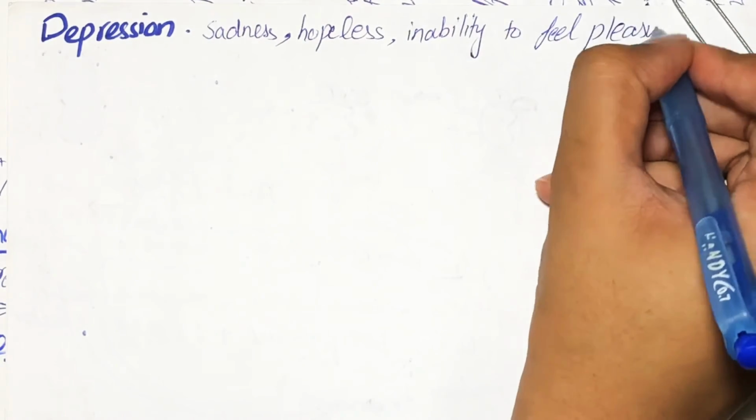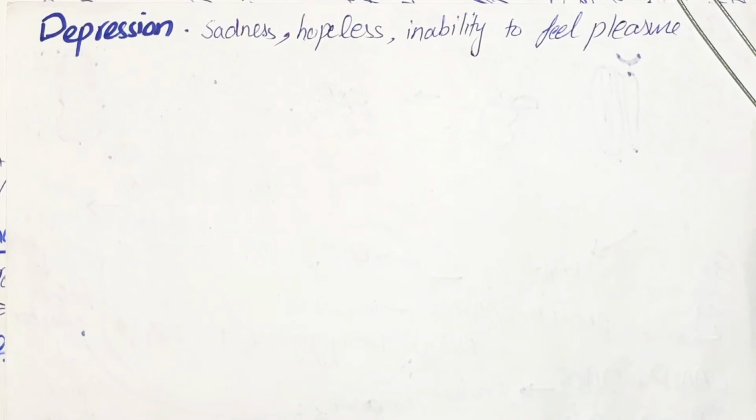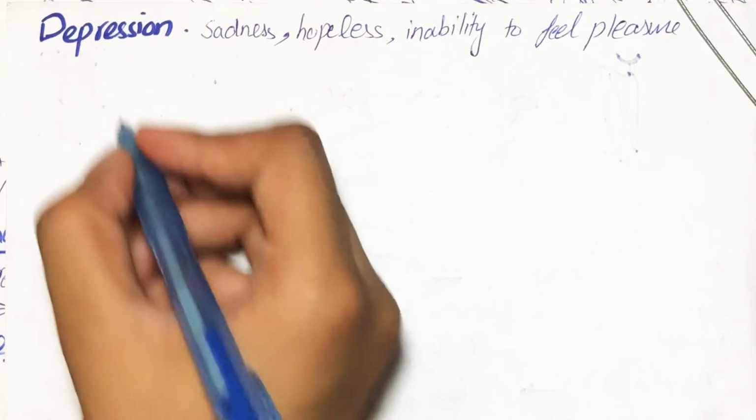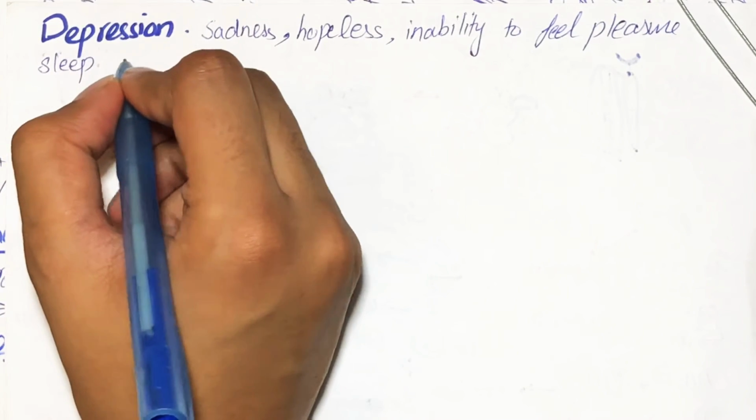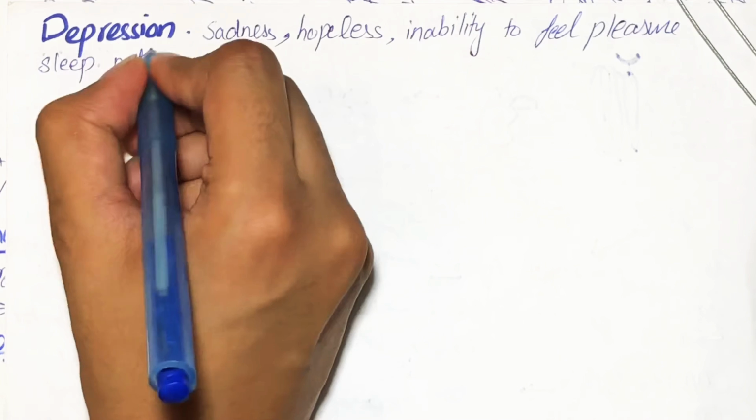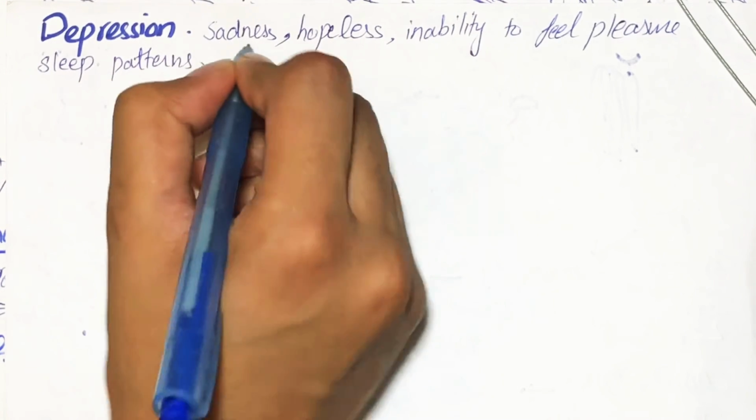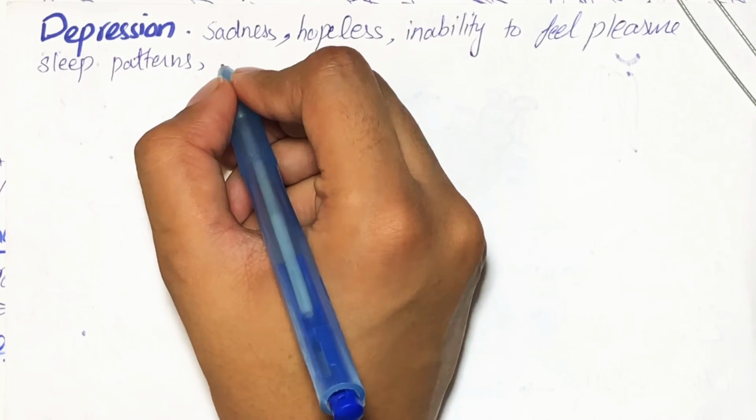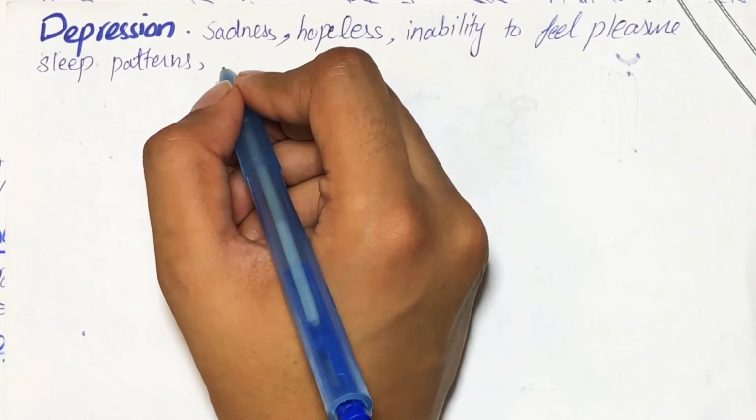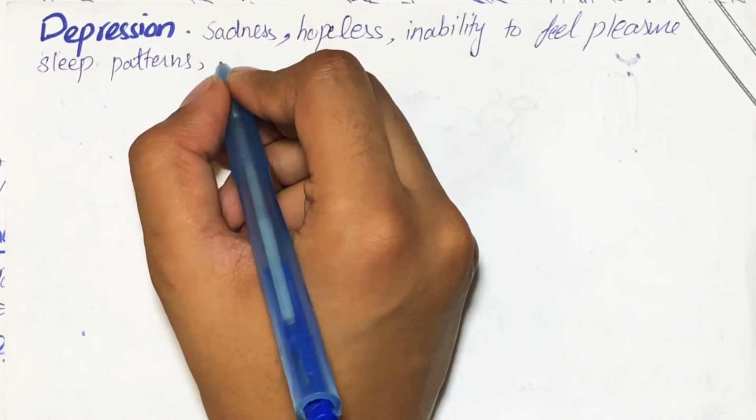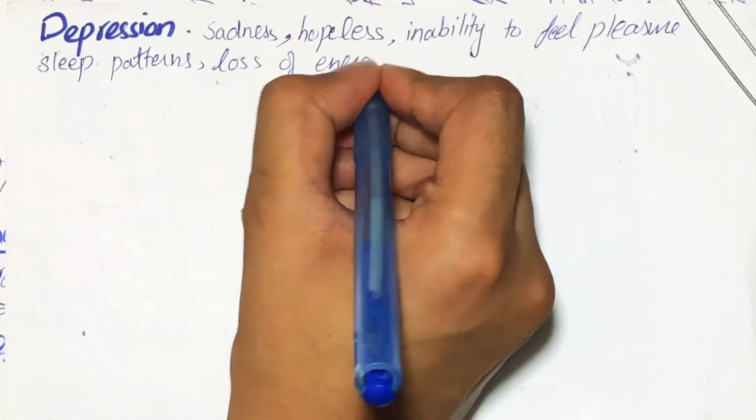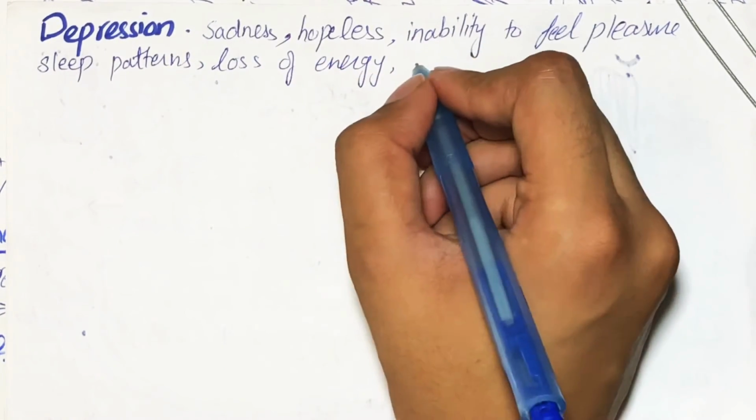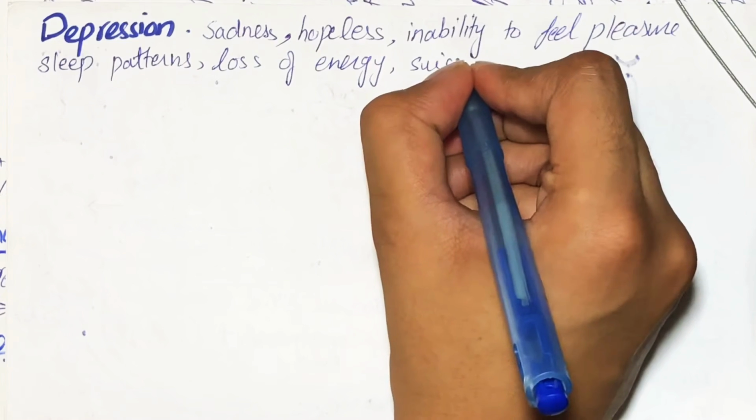in any of his or her usual activities, and he can also have disturbance in sleep cycle or sleep patterns. He also experiences loss of appetite or change in appetite behavior. He also feels loss of energy, and there can also be the presence of some suicidal thoughts.